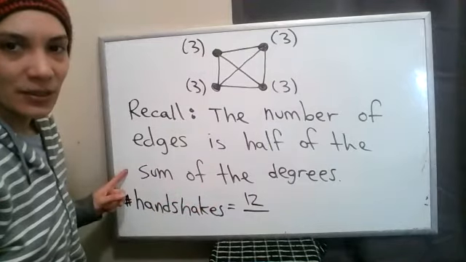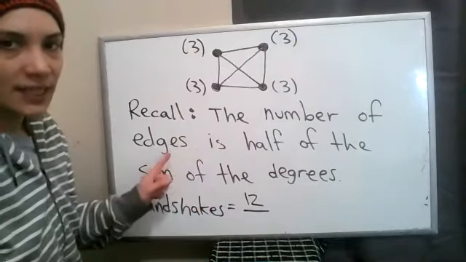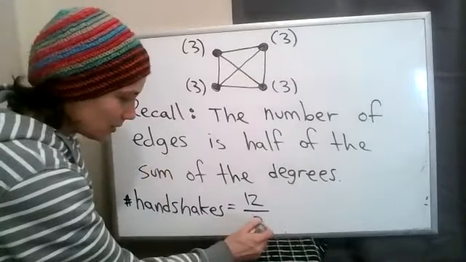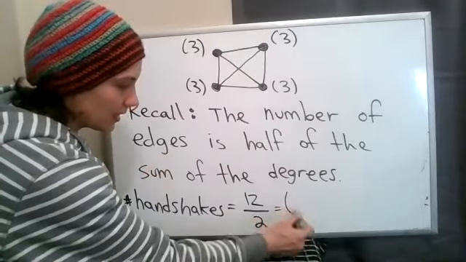All right, we have the sum of the degrees, and take half of that to get the number of edges. So divide by 2, and we'll get 6 handshakes.